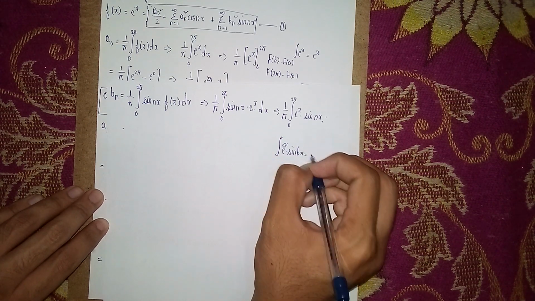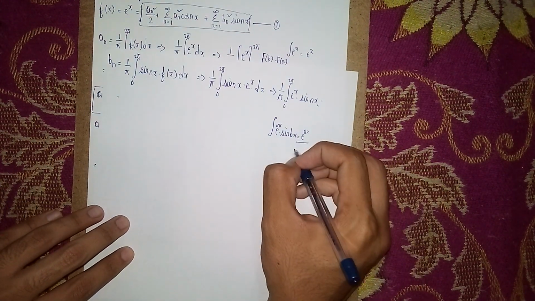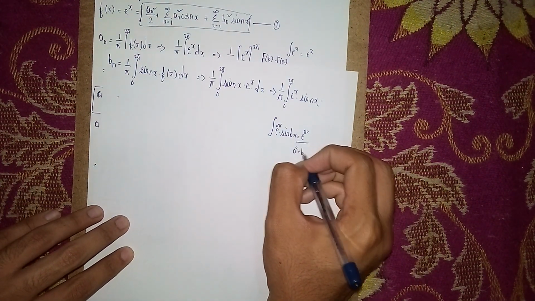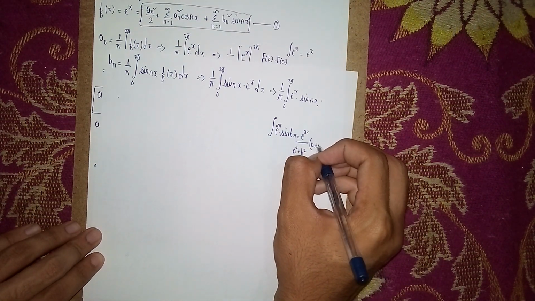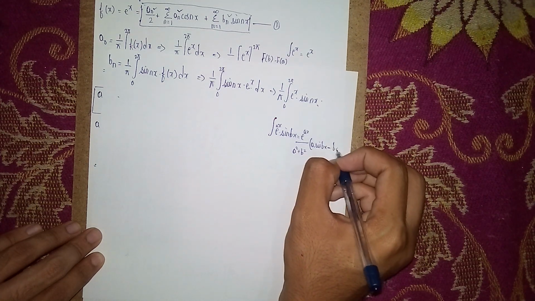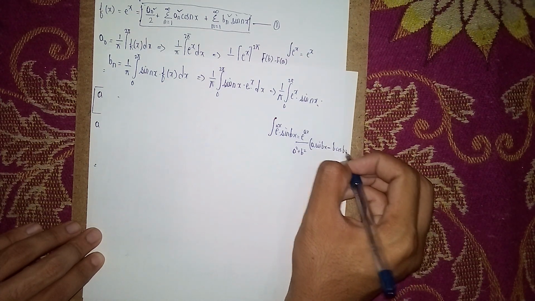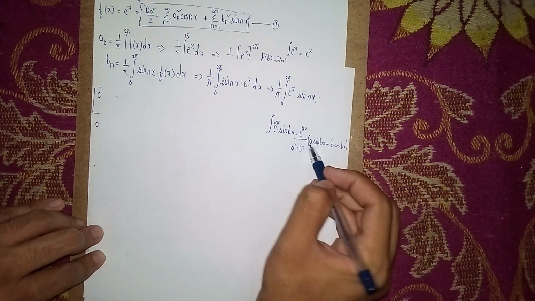It will become e power ax by a square plus b square, then (a sine bx minus b cos bx). Okay, now substitute the values here, instead of this you have to substitute the values here.